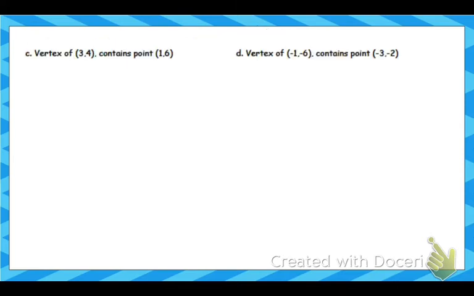So on this one, because it gives us the vertex, it's going to be really hard to write this in standard form from the beginning. So we're going to start by using vertex form, which is a(x minus h) squared plus k. So when we fill in these values, the vertex is 3, 4. So 3 is h and 4 is k. So I'll go ahead and fill those in.